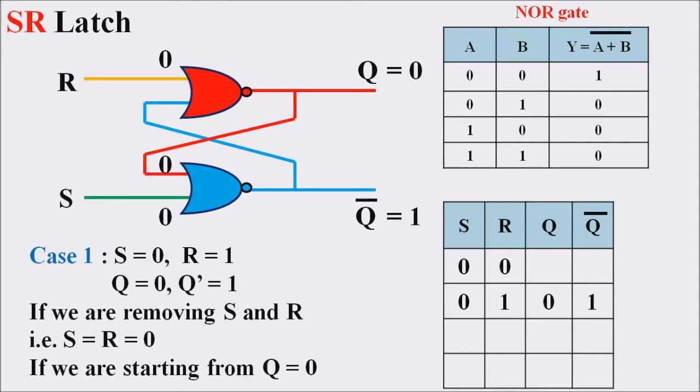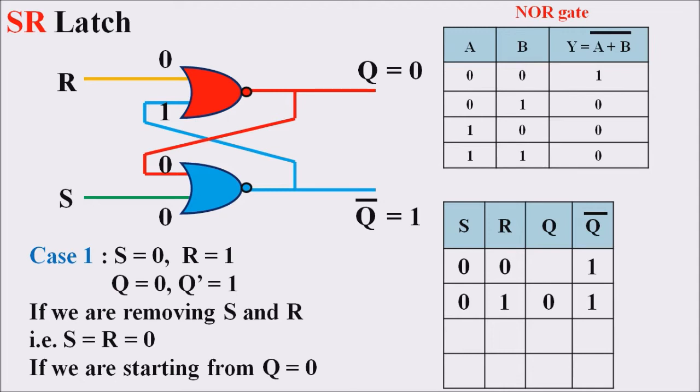That is, if we are starting from Q equal to 0, that Q value is feeding towards the second NOR gate's input, the NOR gate which is connected with the set pin, which becomes 0, 0. Then, according to the NOR gate's truth table, 0, 0 results in 1, that is, the Q complement value is 1 itself, which means there is no change between the previous state and the present state. And this 1 is feeding back towards the R latch NOR gate.